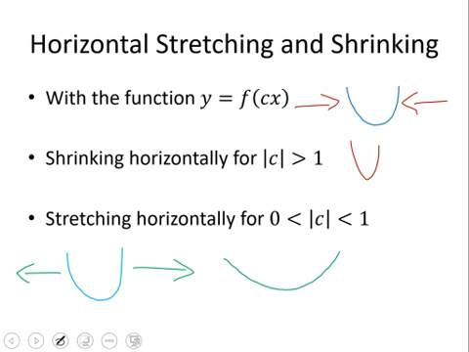So horizontal and vertical. If it's affecting just the x's, it's horizontal. If it's affecting the entire function, it's vertical. All right, so that's the end of that section dealing with translations and symmetry. That's the end of sections 4 and 5.